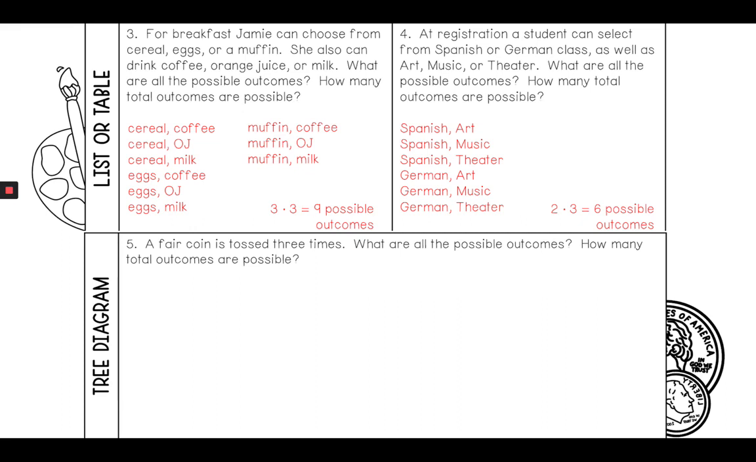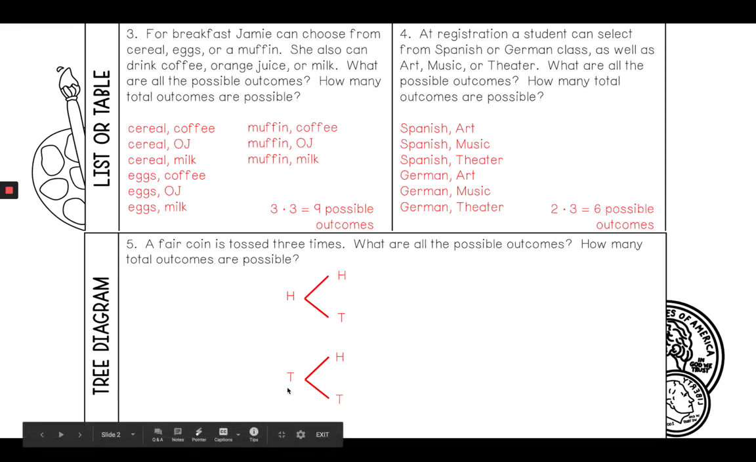Okay, next, a fair coin is tossed 3 times. What are all the possible outcomes? How many total outcomes are possible? And in this one, I'm going to do a tree diagram. So if I were to flip a coin, the very first thing, if that first flip, I could get heads or tails. And then depending on what I get, on the second time I flip the coin, it would be heads or tails. Now, in this one, if I got heads the first time, then I could get heads or tails the second time. If I got tails the first time, I could get heads or tails the second time.